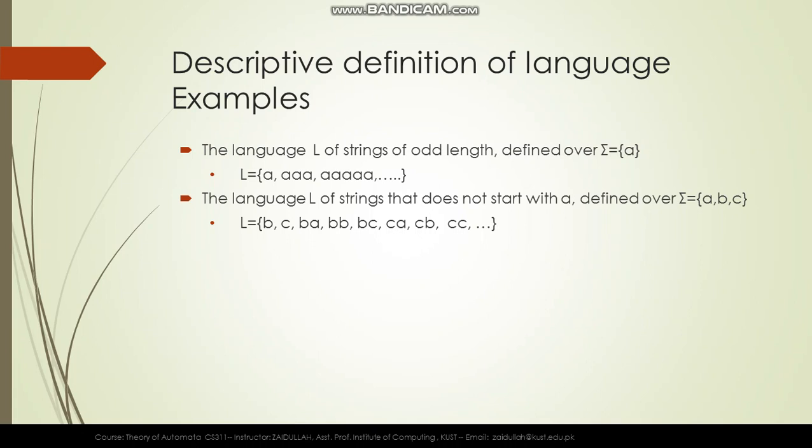Similarly, the language ELF, strings that do not start with a, defined over a, b, c. Here in this case, the language words are composed of a, b, and c, but none of the words will start with a. So the possible words are b, c, ba, bb, bc, ca, cb, cc. We can see that none of the words is starting with a, confirming and satisfying the condition which says that no word will start with a.